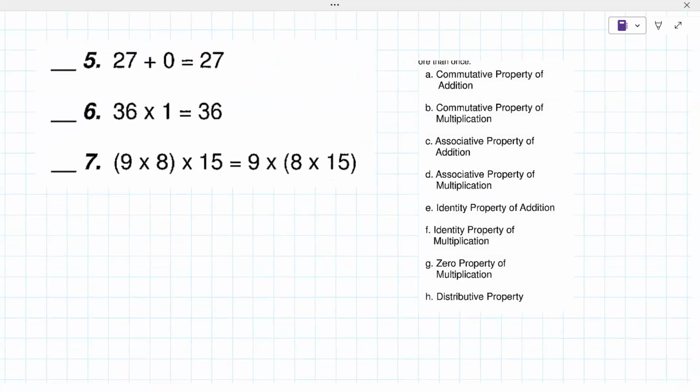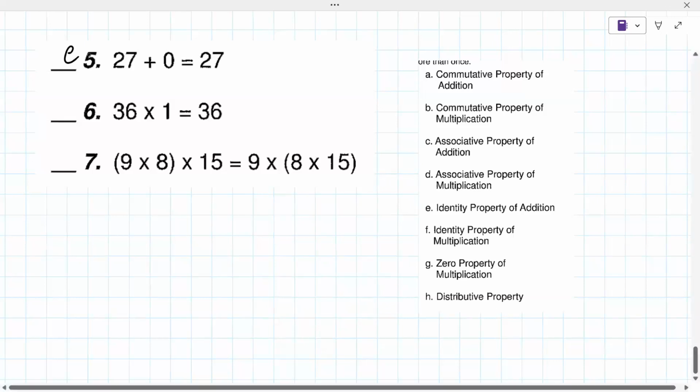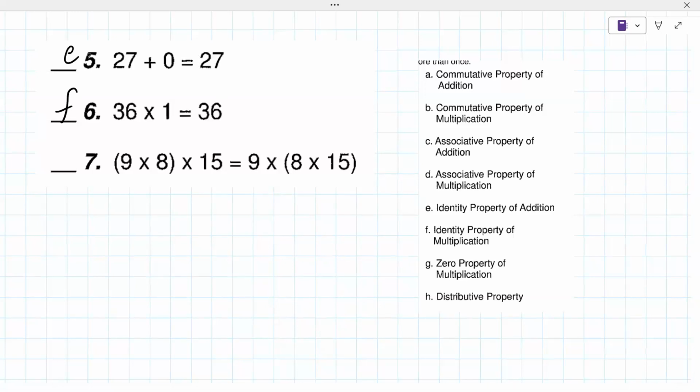All right. Number 5 is... be more specific, give me the full one, or you can just identify the letter. Identity property of addition. Yes, E. Okay, keep going. Number 6 is F. Okay. And then number 7 is D. It is. Very good.